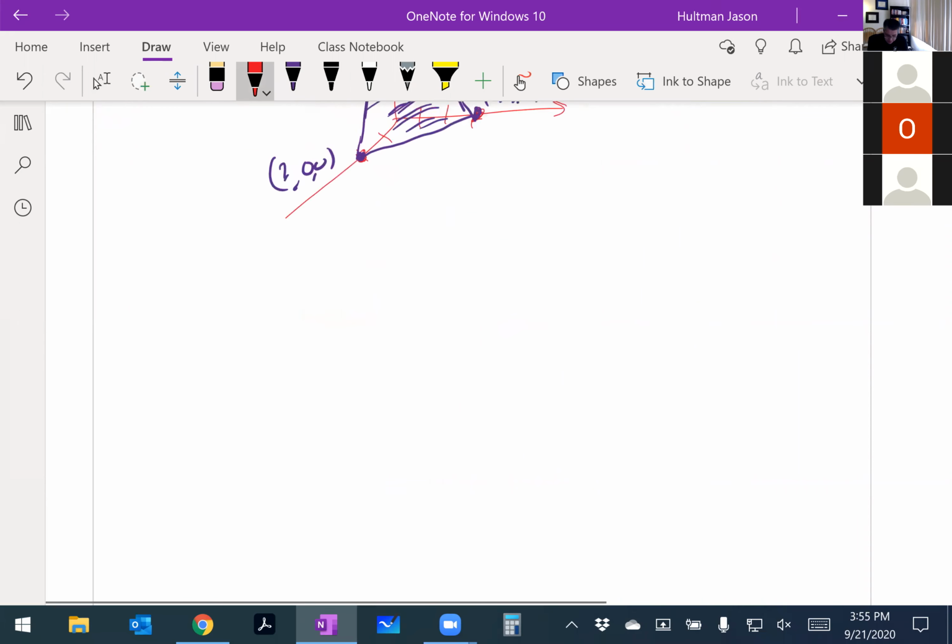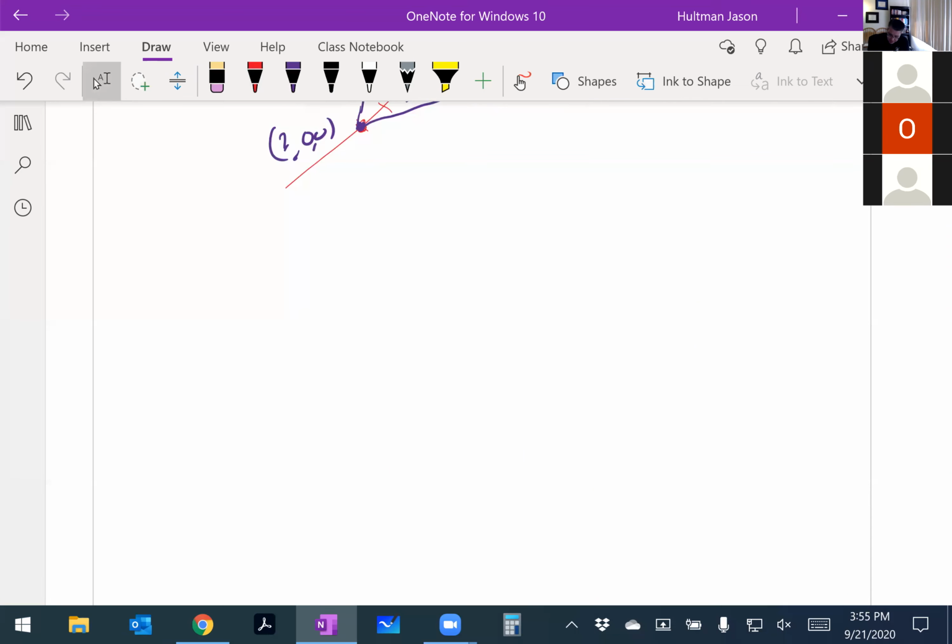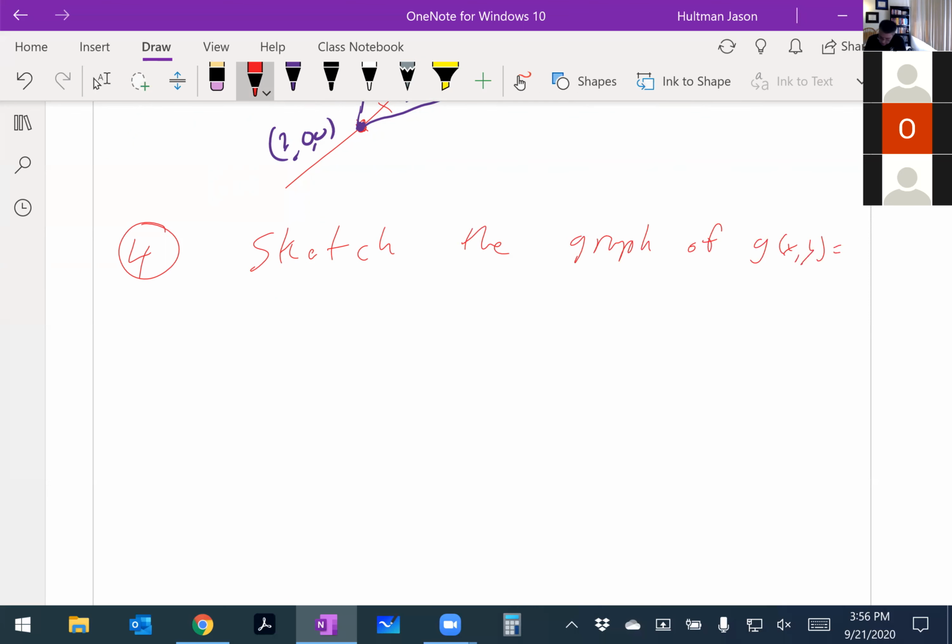Okay, number 4. Sketch the graph of g of x, y equals 9 minus x squared minus y squared. Okay, g of x, y is equal.